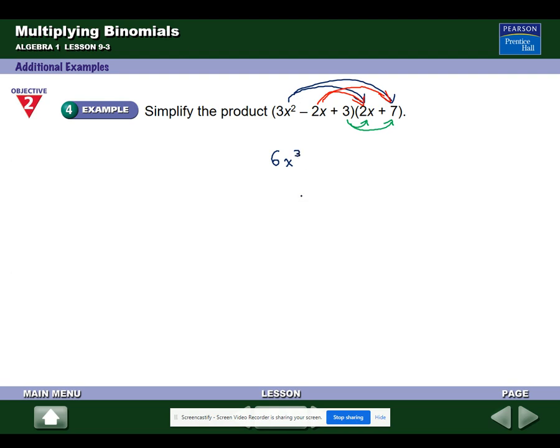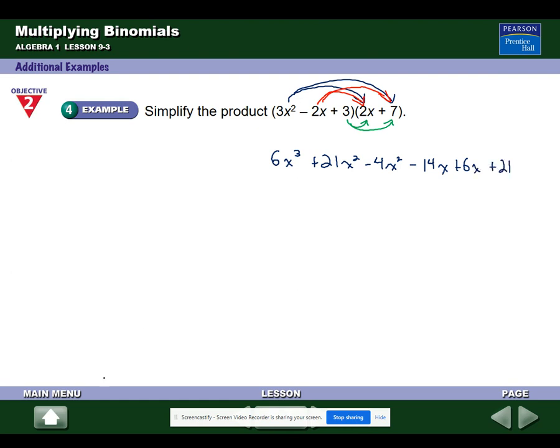Be very careful with the exponents, right? X squared times x would be x to the third. 3x squared times 7 is 21x squared. Then I jump over to -2x, and I'm going to do 2 multiplications. That's -4x squared and -14x. And then I jump over to the 3, and it's +6x, and +21.